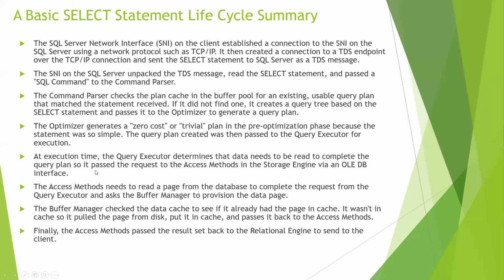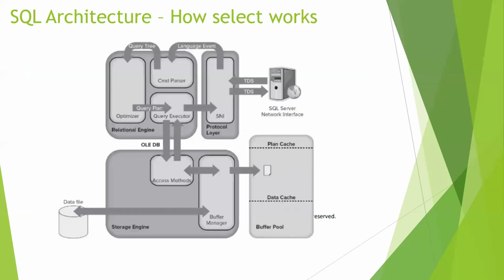From the client side, we have a network card or network interface where it divides the query or the request into multiple network packets, right? So multiple network packets, we call it a TDS packet, tabular data stream packets, and then that will be sent through the network to the server, right?